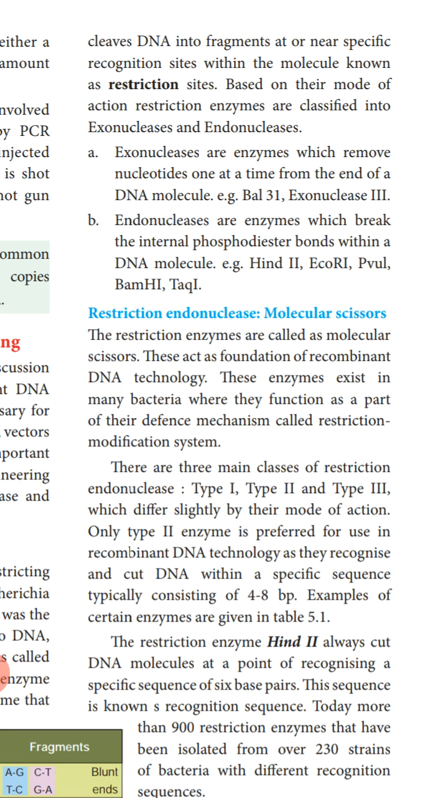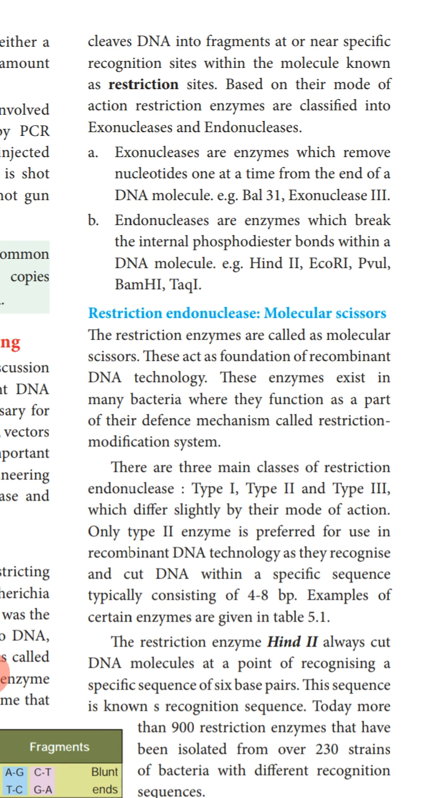So here we have studied restriction endonucleases. There are three types. The most commonly used enzyme for genetic engineering is type 2. The type 2 enzyme is preferred for use in recombinant DNA technology as it recognizes and cuts DNA within a specific sequence, typically consisting of 4 to 8 base pairs.